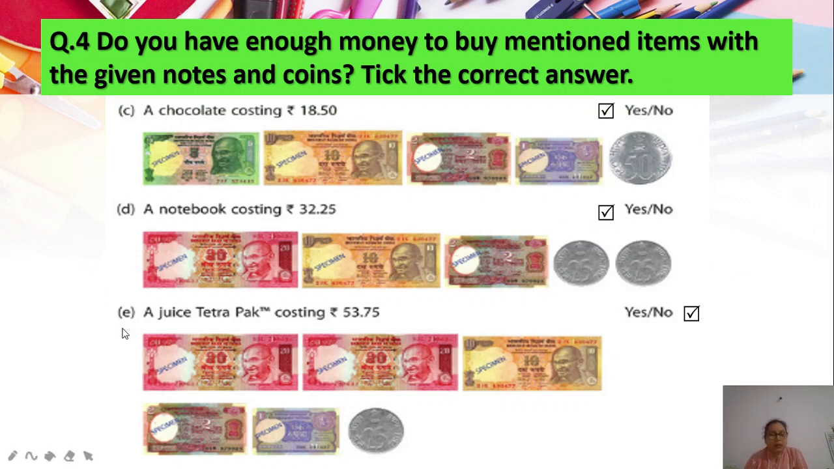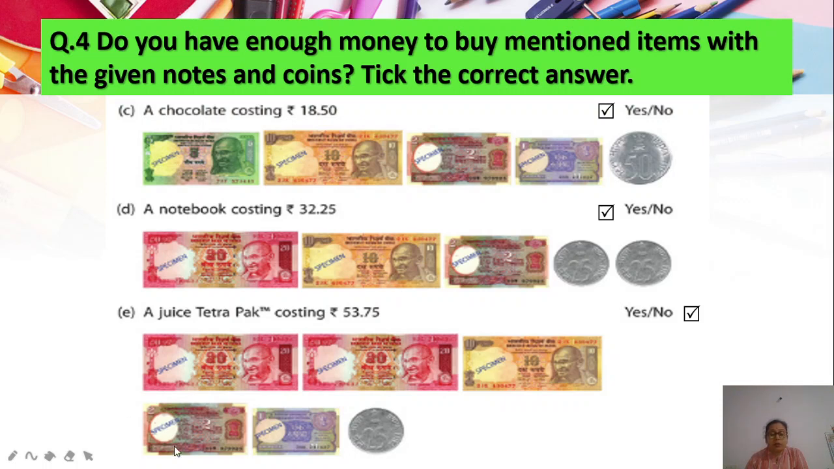Now question number C is a juice tetra pack. Okay, tetra pack means it's like a box pack. A juice tetra pack costing rupees 53.75 means 53 rupees and 75 paise. So we will count our notes and coins. We have two 20 rupees, which means we have 40 rupees plus this 10 rupees. So it becomes 50 rupees.